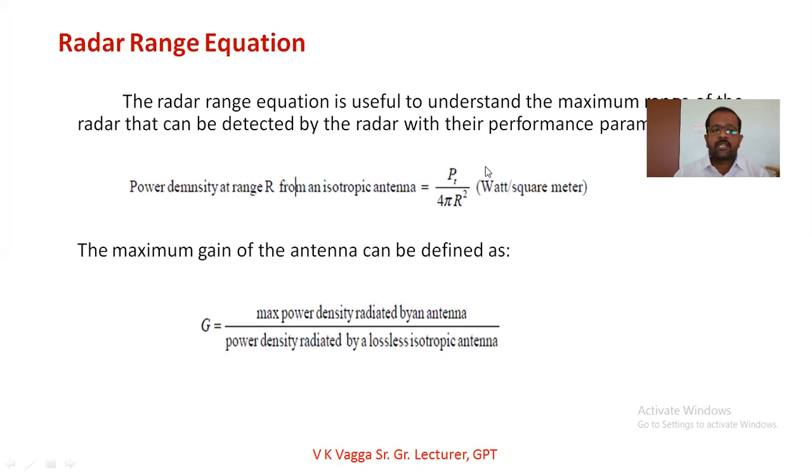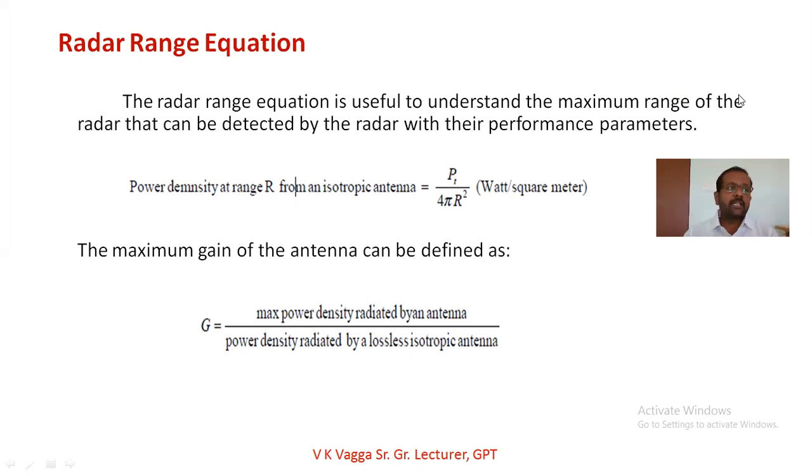Okay, so if you take the radar range equation, it is based on the transmitted power and the received power. It is based on the strength of the transmitted signal and the strength of the received signal. If you take the ratio of that, that means the gain, it is going to represent the radar range equation. This radar range equation is useful to understand the maximum range of the radar, that can be detected by the radar, with its performance parameters.